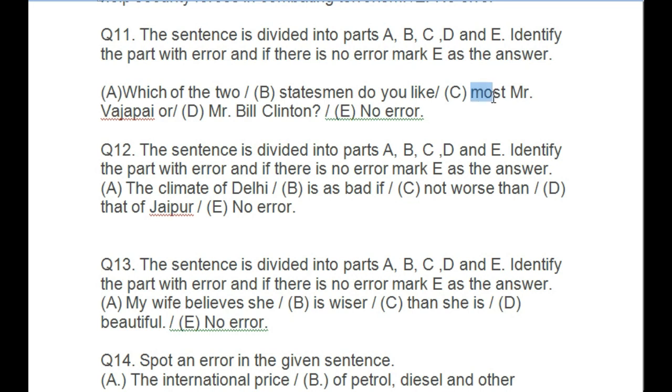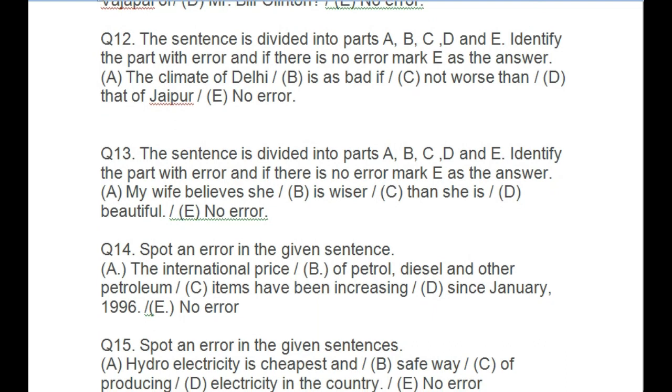Correct? Got it? For the comparison between two people, Mr. Vajpayee and Mr. Bill Clinton, we should not use the superlative degree "most". We should write the comparative degree, for a comparison between two things. Correct? Okay. The climate of Delhi is as bad, if not worse than that of Jaipur.